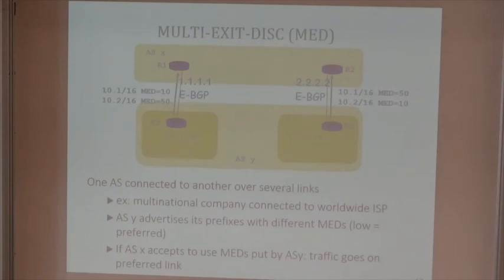Then you would like to give the information which preferred link you would like to use. So for example, if there is traffic going to 10.1, perhaps you would like to signal to the provider X that you would prefer traffic to 10.1 to go this way. So how do you do it? You put a priority field.